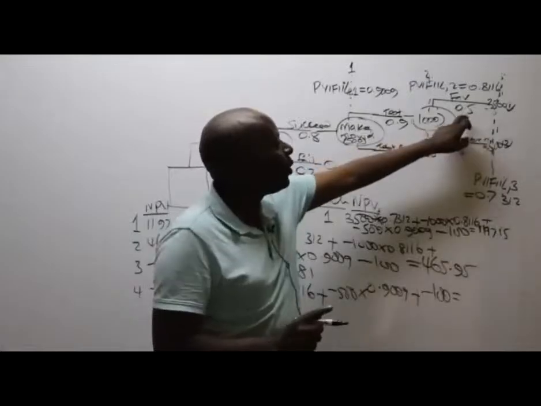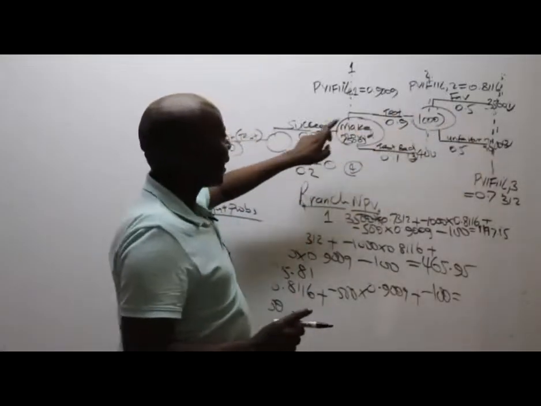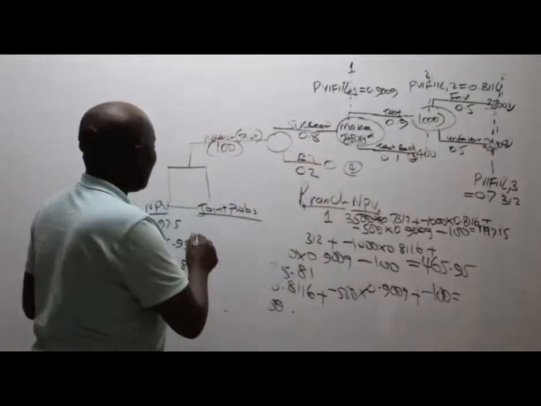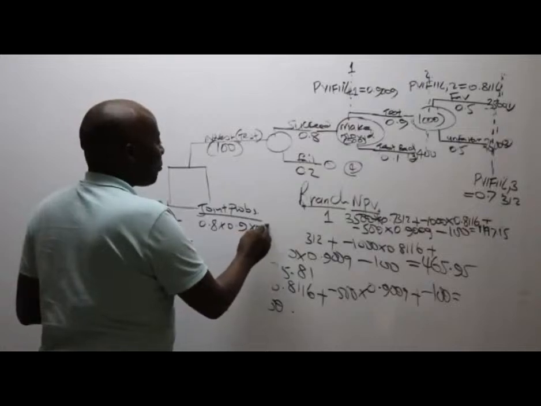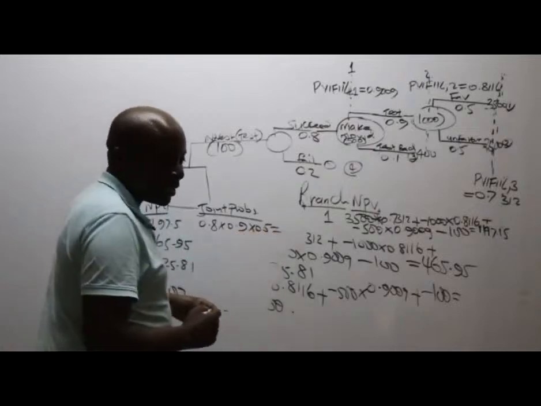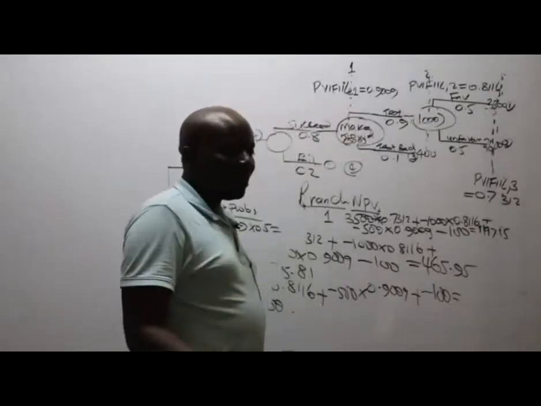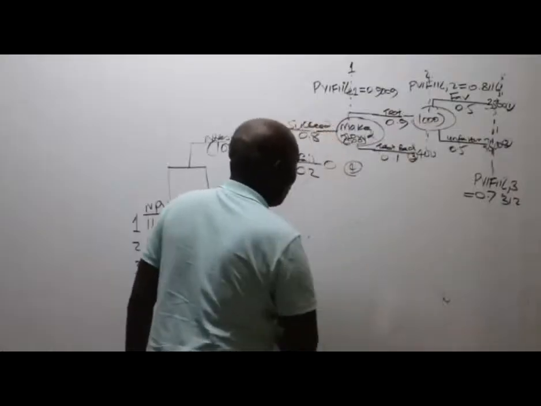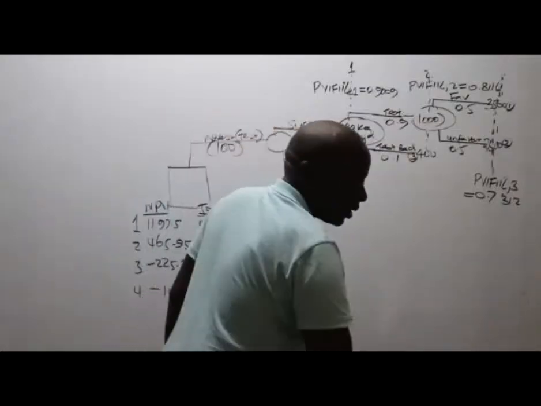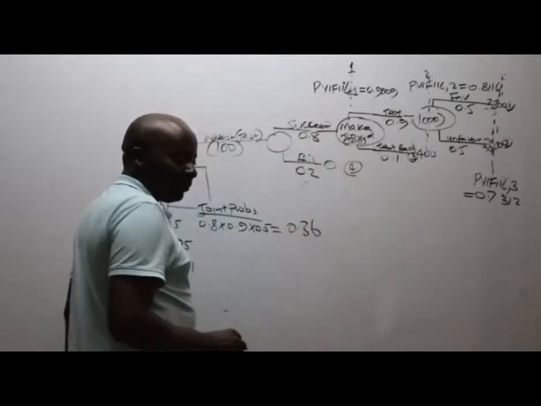So for road number 1, I can see 0.5, I can see 0.9, I can see 0.8. So the probabilities here will be 0.8 times 0.9 times 0.5. Is there somebody who can give me the answer here for joint probability for the first road? Liz tells me this is 0.36. Thank you very much.